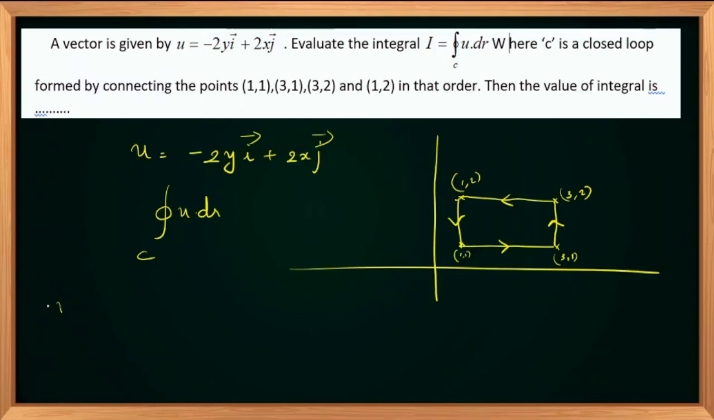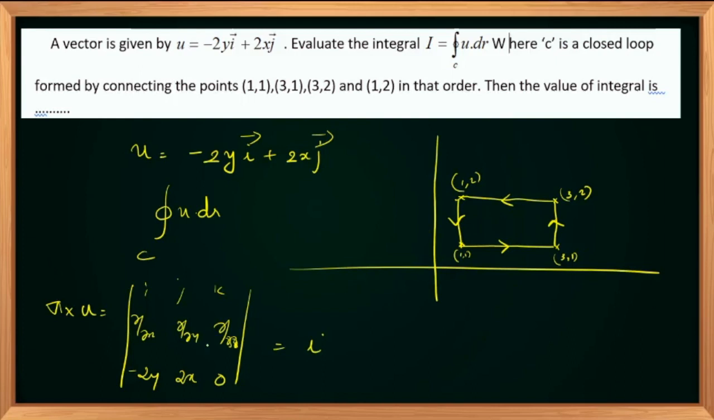I'll find out what is del cross u first. Del cross u is i j k, dou by dou x, dou by dou y, dou by dou z. I don't want to learn two different theorems. That's why I consider Green's theorem a subset of Stokes theorem. So if anybody is interested in learning Green's theorem by heart, it is actually a subset of Stokes theorem. So minus 2y, 2x and 0. That is equal to i times 0, minus j times 0, plus k times 2 plus 2, k times 4. So 4k vector.